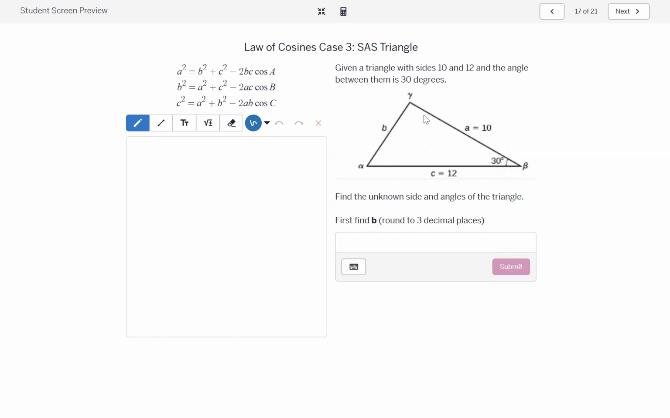Now, since they already labeled it with beta, I'm going to copy down the second formula, b squared equals a squared plus c squared minus 2ac cosine B. So now we're going to fill in the numbers they gave us. So b squared is 10 squared plus 12 squared minus 2 times 10 times 12 times the cosine of 30.